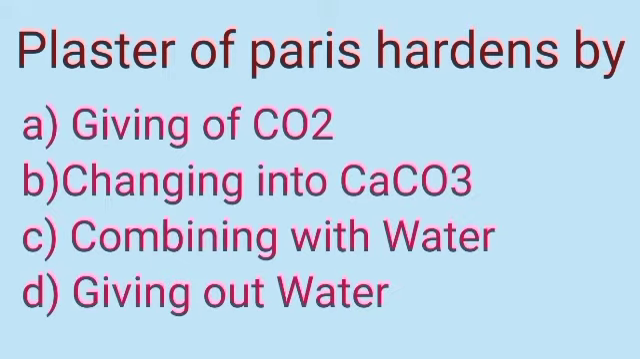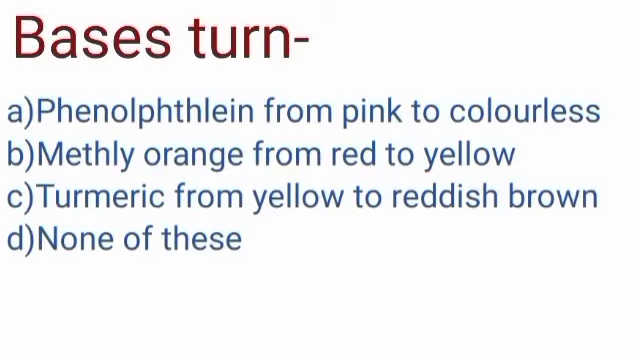Plaster of Paris hardens by option A giving off carbon dioxide, option B changing into calcium carbonate, option C combining with water, option D giving out water. The correct answer is combining with water. Then bases turn. Option A phenolphthalein from pink to colorless, option B methyl orange from red to yellow, option C turmeric from yellow to reddish brown, option D none of these. Answer is bases turn turmeric from yellow to reddish brown.